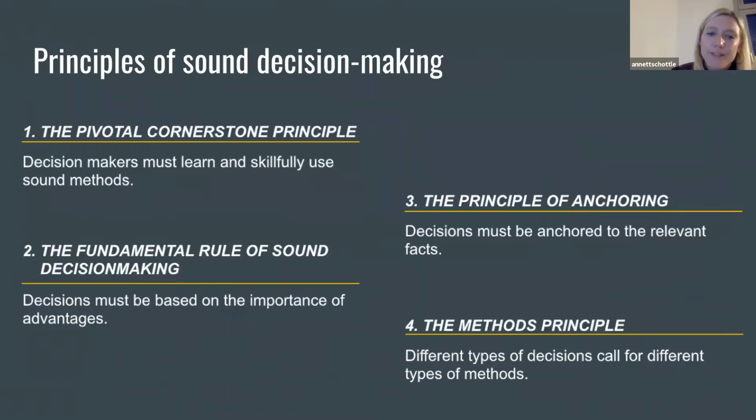Then the 4th and last principle is that different types of decisions call for different types of methods. What's meant by this is that the Tableau method is only one method in the CBA system. There are also different methods in the CBA system. So based on the complexity of your decision, you could also use another CBA method like the two-list method to come to a conclusion. Okay, so this is a short overview of a hopefully understandable theory part.